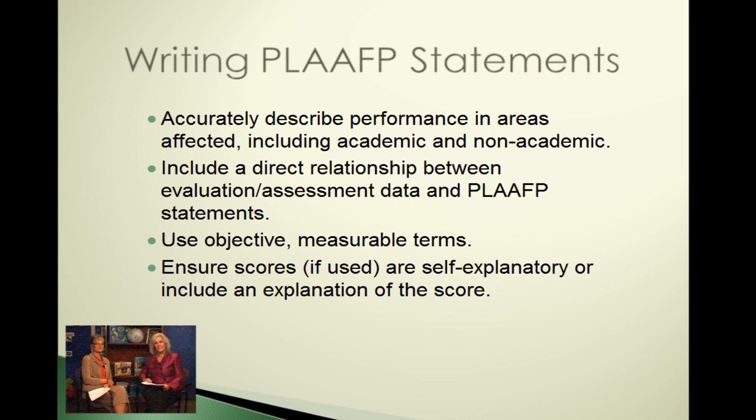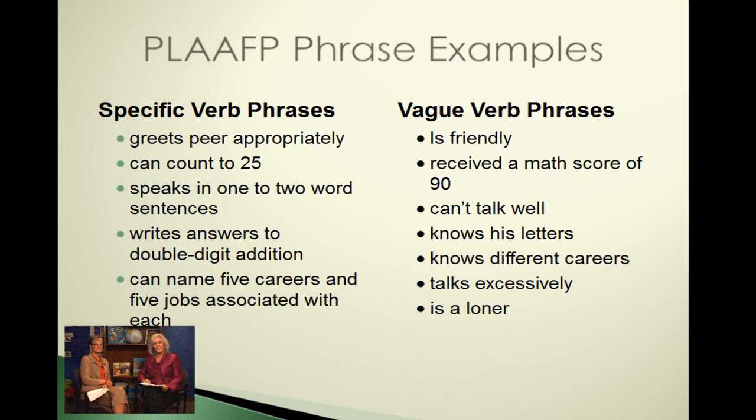Here are some examples of specific verb phrases versus vague verb phrases. And the specific phrases are the kinds of things that are objective and measurable. So greeting peers appropriately tells me more than if I say a student is friendly. Or if I say the student can count to 25, that gives me a clear example of a math skill the student can do, versus received a math score of 90, when I don't know what the test actually measured. A 90% doesn't really tell me anything. Or speaks in one to two word sentences tells me the level of communication skill that the student has much more easily or clearly than can talk well. You can read the rest of the examples for yourself.